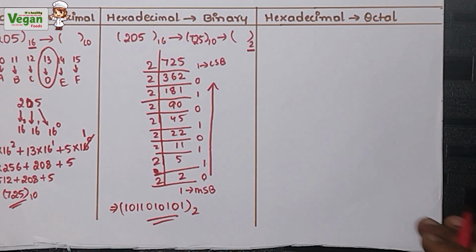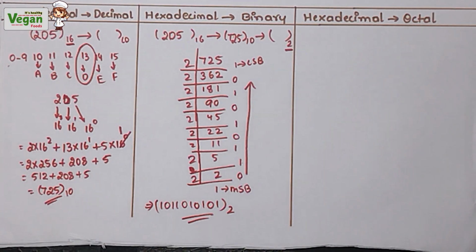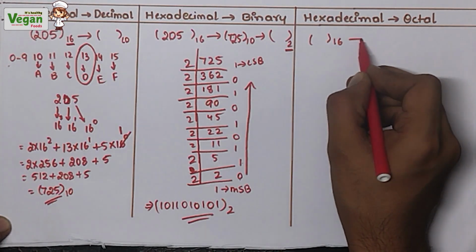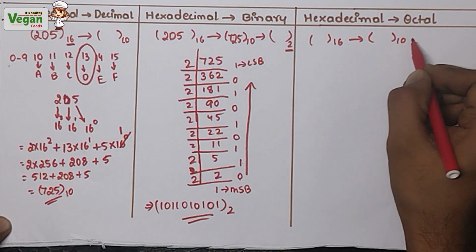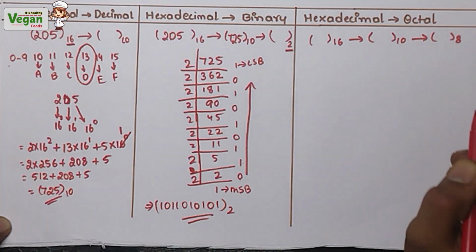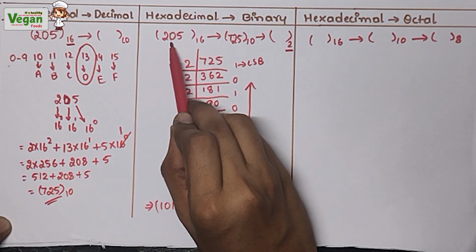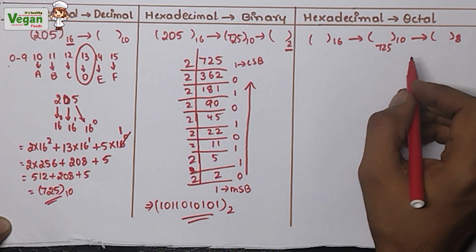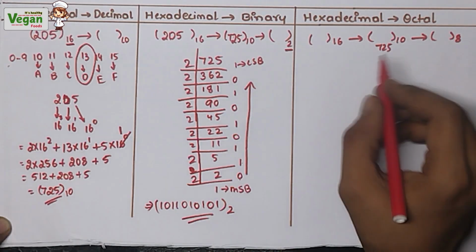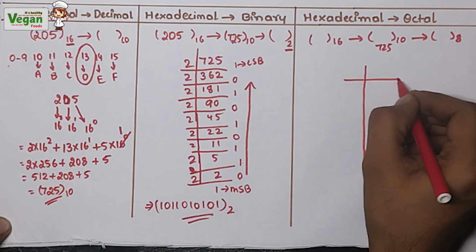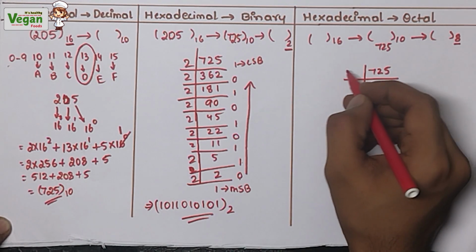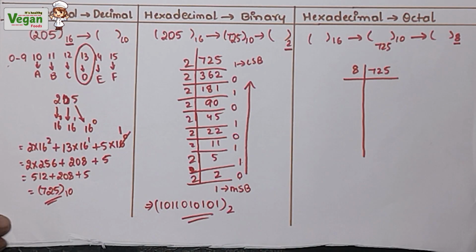Now let's convert the hexadecimal to octal. To convert hexadecimal to octal, it is the same process: convert the hexadecimal value to decimal, then convert the decimal value to octal. We have converted the given hexadecimal value to decimal, that is 725. Now we can convert the decimal value to octal. How to convert? Just divide the decimal value using the base of octal. The base of octal is 8.